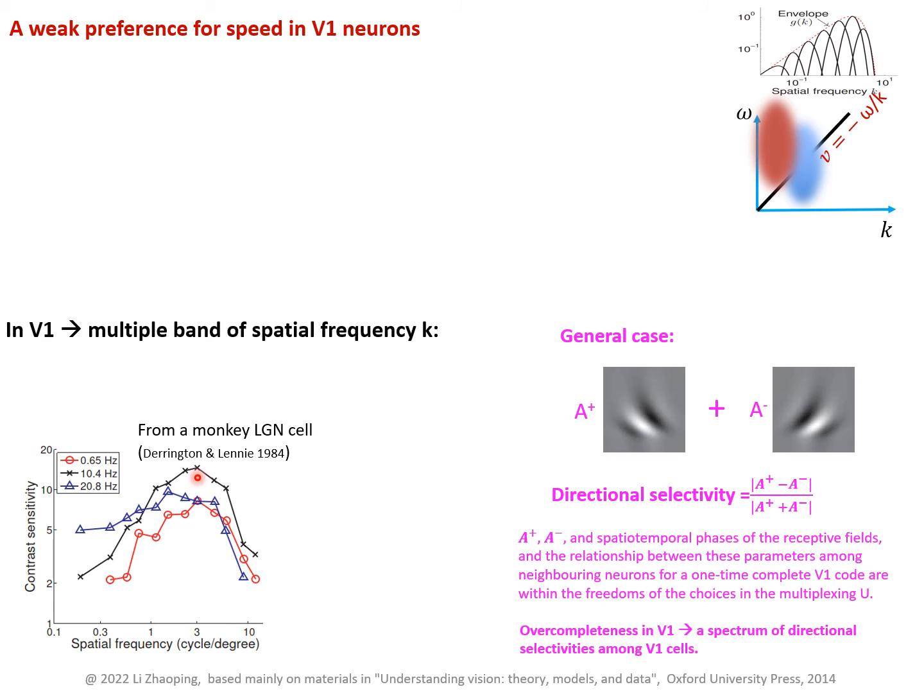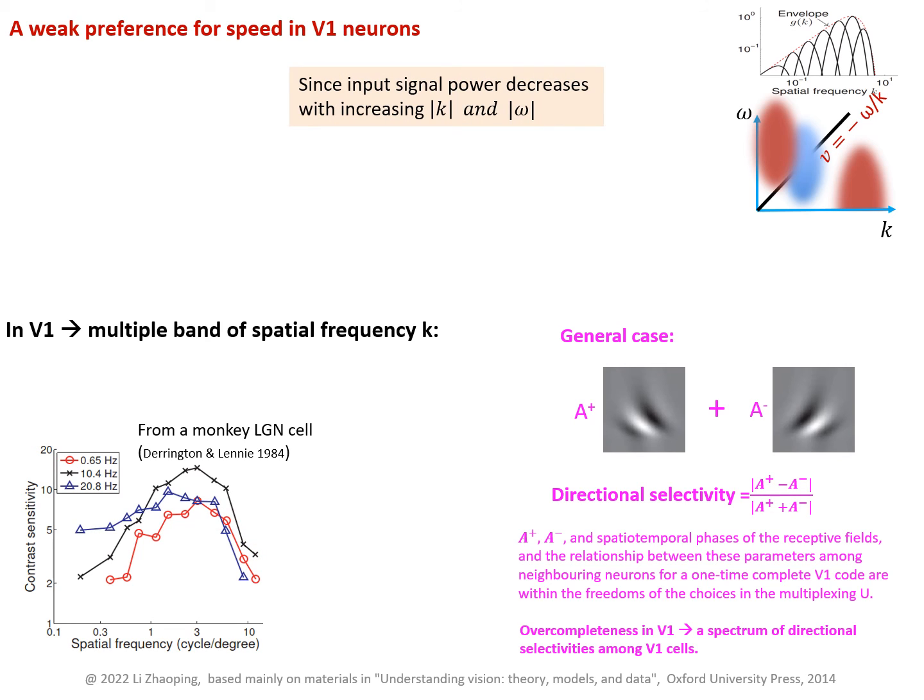Similarly, when we look at a band at a higher spatial frequency, say here, then the temporal frequency range shifts to lower values. We can also see it here at the higher spatial frequency range. The sensitivity to 20 Hz, the higher temporal frequency, drops faster than those two lower temporal frequencies.